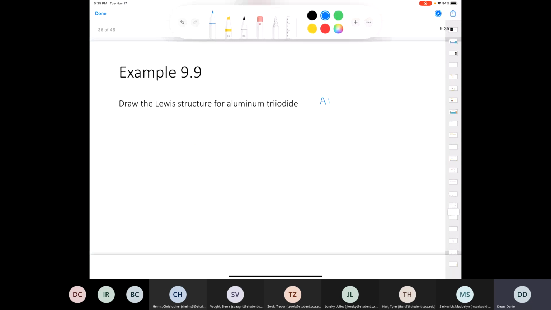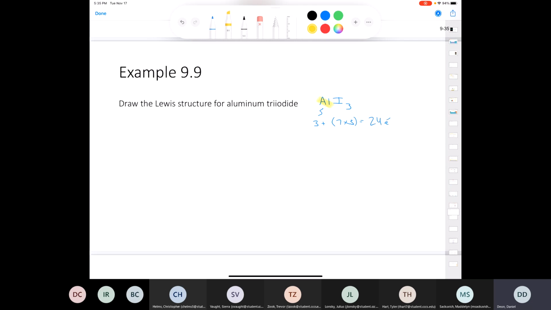So AlI3. Let's tally up the total number of electrons. Aluminum has 3 electrons. Iodine is a halogen. It's got 7 valence electrons. There's 3 of those. That's 21 plus 3. That equals 24 total electrons.